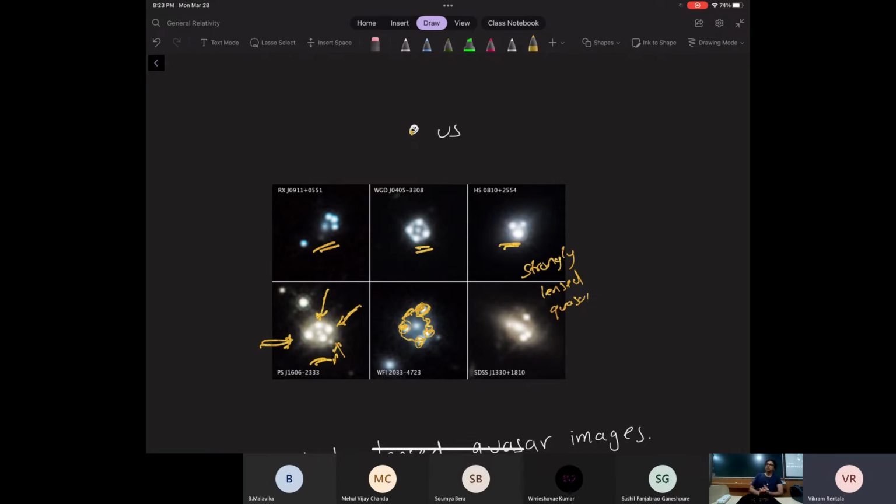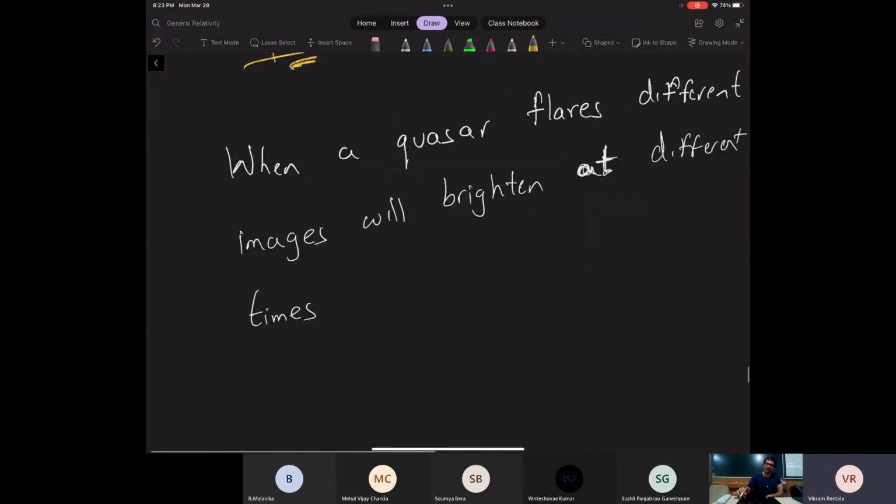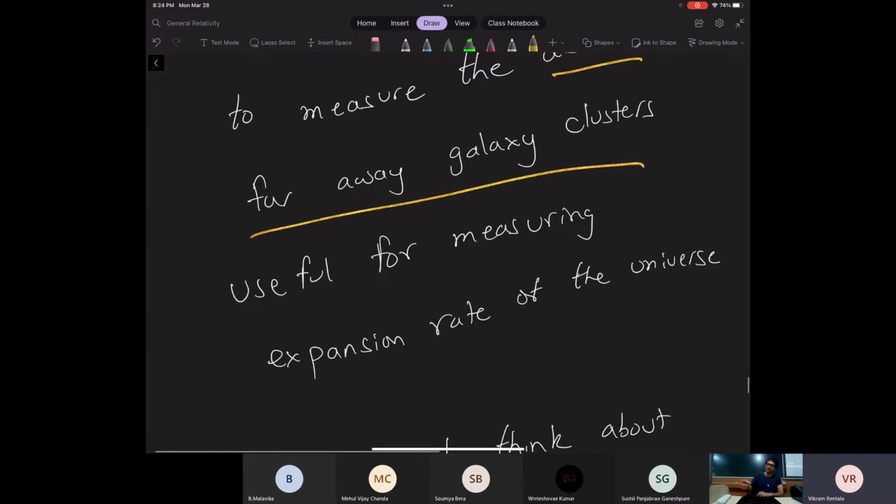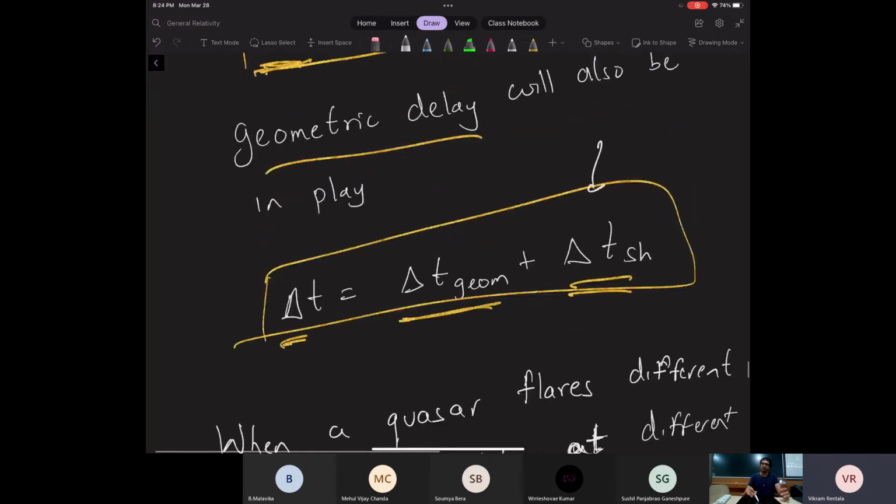But they took these measurements, and they found these time delays, and with these time delays you can in fact use this to do something wonderful. You can actually use these time delays to measure the distance to these faraway galaxy clusters. You can measure the distances pretty precisely, to within a few percent errors, with current data. And this turns out to be very useful for measuring the expansion rate of the universe. In order to get this measurement of distance to these galaxies correct, you have to take into account both the Shapiro time delay and the geometric time delay.